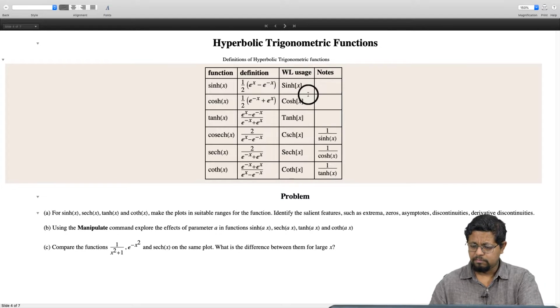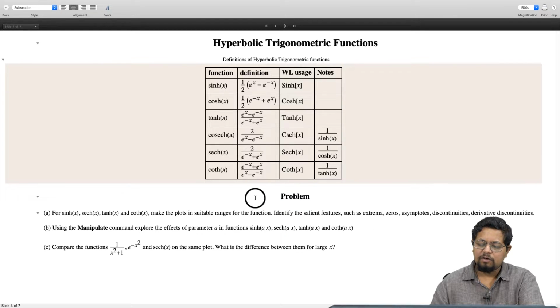In Mathematica or in Wolfram language, it is expressed as Sinh of x, and similarly the rest of the hyperbolic trigonometric functions. Cosecant hyperbolic is inverse of sine hyperbolic, secant hyperbolic is inverse of cos hyperbolic, cotangent hyperbolic is inverse of tan hyperbolic. So if you are not familiar with these functions, this table gives you their definition and their usage in Mathematica or Wolfram language. So let's go ahead and look at the following problem.